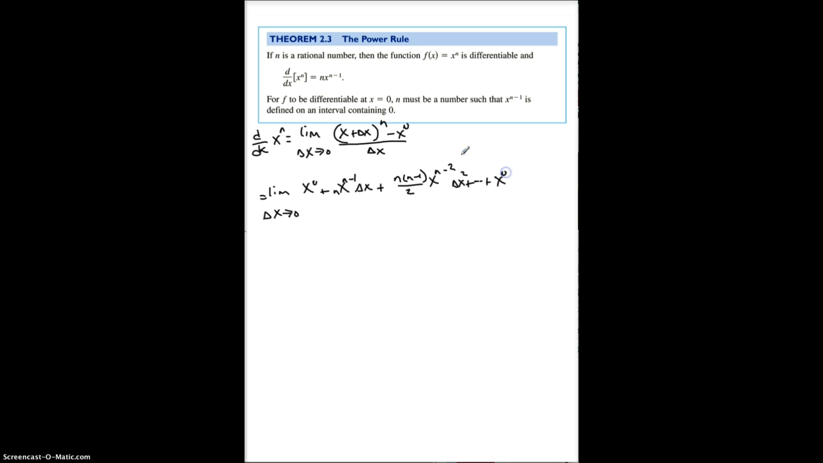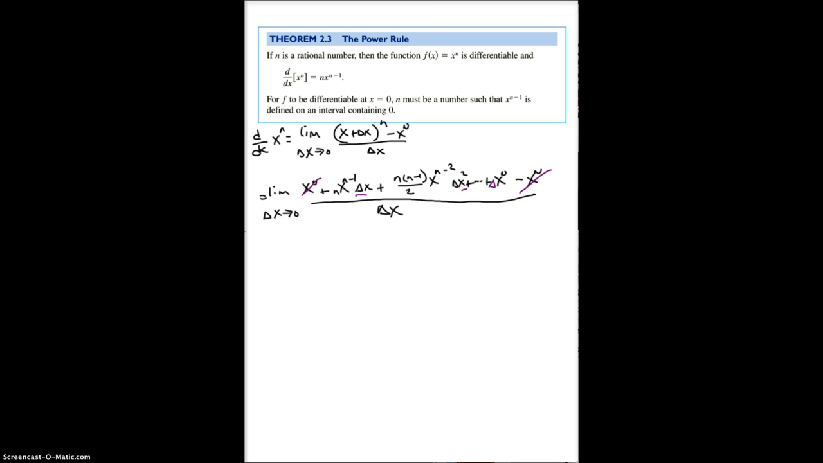plus delta x to the n, so that's the expansion of this first term, minus x to the n, all divided by delta x. All right, now let's look at what happens. Change colors here. This x to the n goes away. And now I'm going to factor a single delta x out of every term. You know, this should be delta x to the n. Y'all really have to keep me on my toes because I drop things all the time.